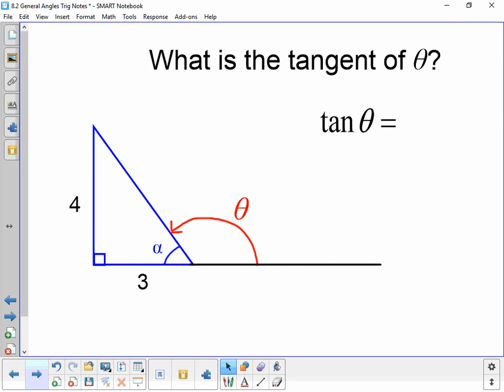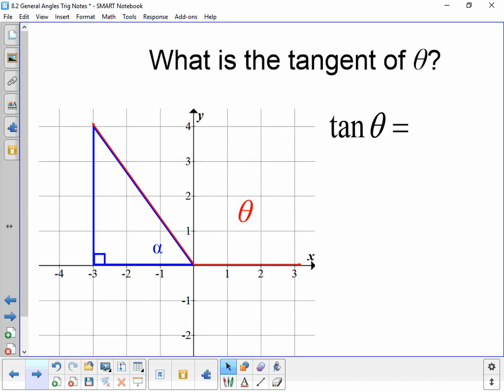And just to whet your appetite, it's going to involve putting our angle on a coordinate system and allowing lengths to be negative, at least in that the negative is telling us a direction. And actually I'll just tell you here that the tangent of theta is going to be negative 4/3. Don't worry about where I got that from. That's what you're going to be learning today, how to figure out that the tangent of theta is negative 4/3.